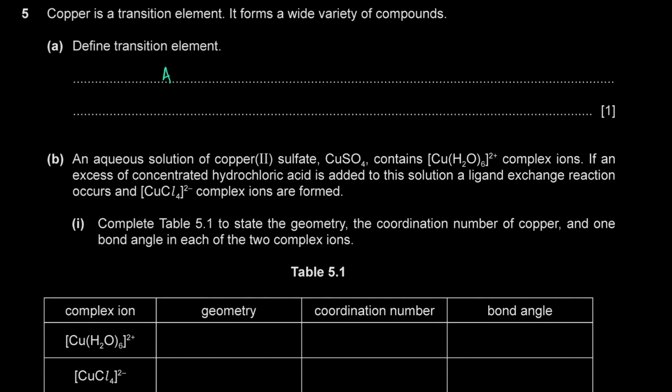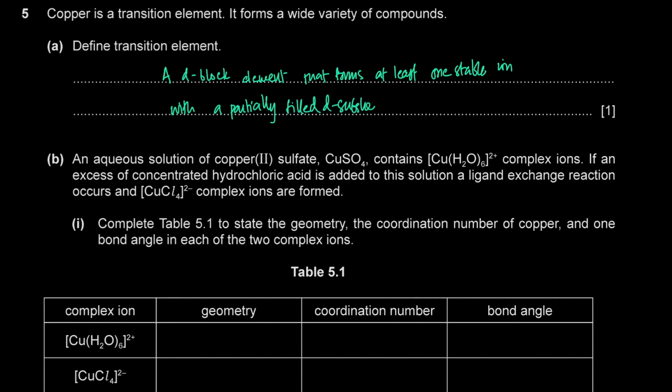A transition element is a d block element that forms at least one stable ion with partially filled d subshell, or with partially filled d orbitals. If the orbitals are partially filled, the d subshell will also be partially filled.